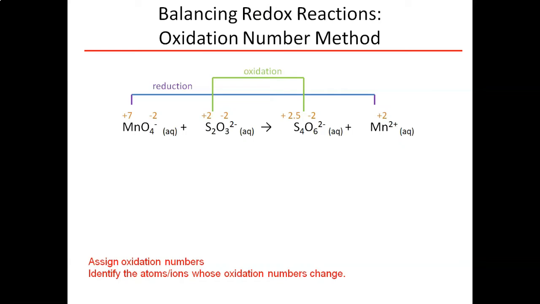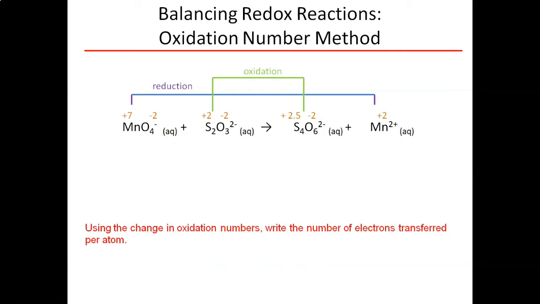Okay? So once we identify our entities that underwent change, our next step is to determine the number of electrons that were transferred per atom. Because we had a change of 5 for manganese, it gained 5 electrons. And since we had a change of 0.5 for sulfur, it lost half an electron, each sulfur. Then we can take into account the fact that they're part of a compound, so we would multiply our change per atom by the subscript.